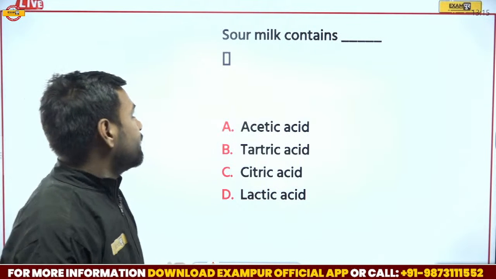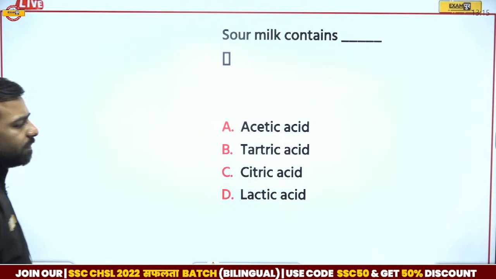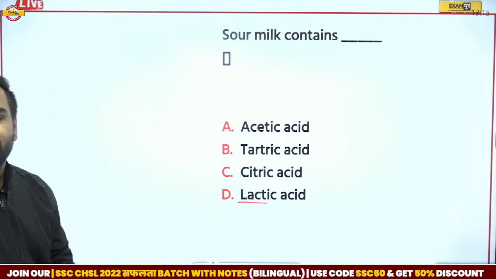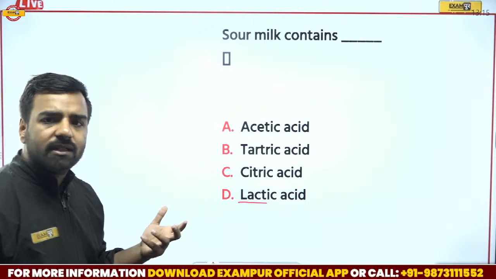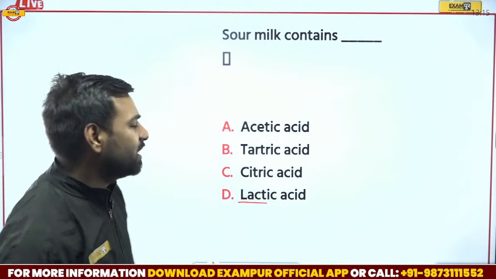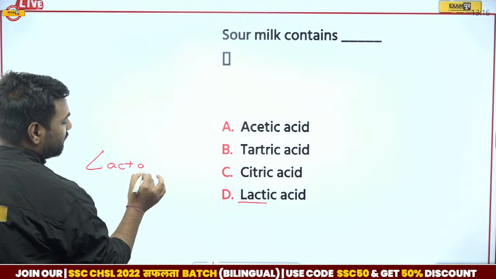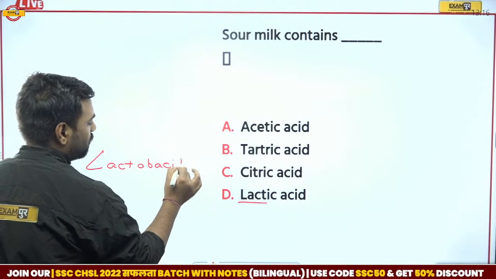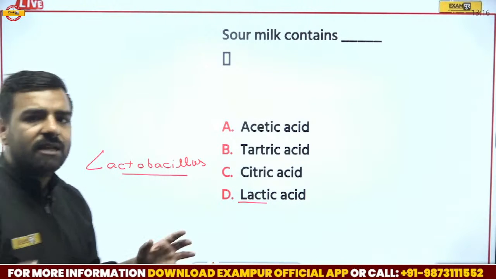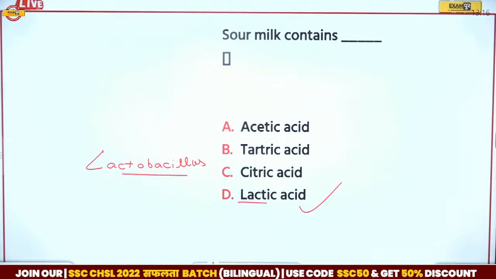Okay, so yes, if I talk about sour milk, please remember, these four options are here. If I try to go with this option, just have a look. What is that? Lect. Can you relate lect with the bacteria which is helping in the conversion of milk into curd? Yes, totally correct. If I talk about lect, you can relate it with lactobacillus. Lactobacillus is actually the bacteria which is helping in the conversion of milk into curd. And Kanak, you are absolutely correct. The correct answer is going to be lactic acid.